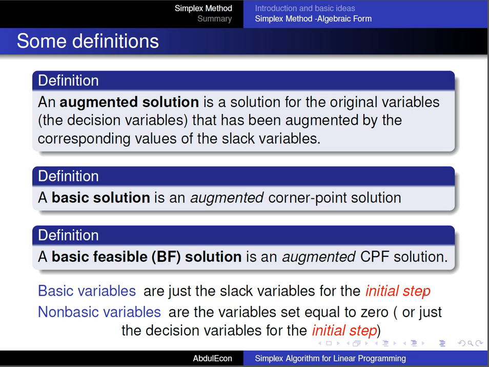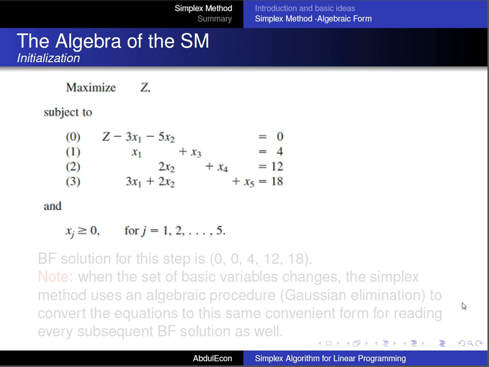Please note that I say initial step because you could see basic variables in the next steps which are not slack variables. But here, to start with, basic variables in the initial step are just slack variables, and non-basic variables are the variables that are set equal to 0. And here in the initial step, the variables we set to 0 are the decision variables. Okay, so in the first step, basic variables are in short slack variables, and non-basic variables are the decision variables. And in other steps, they might interchange.